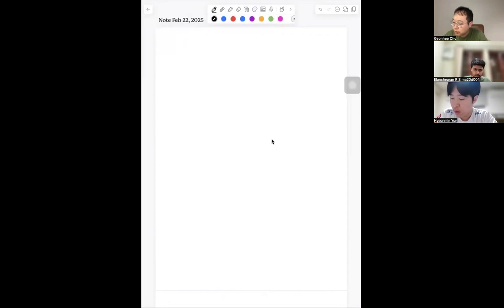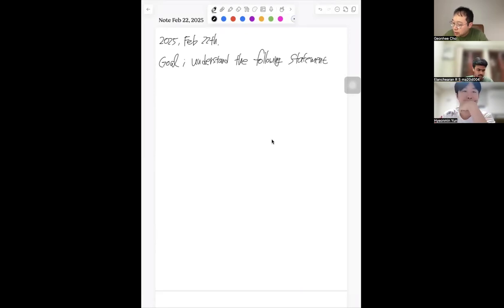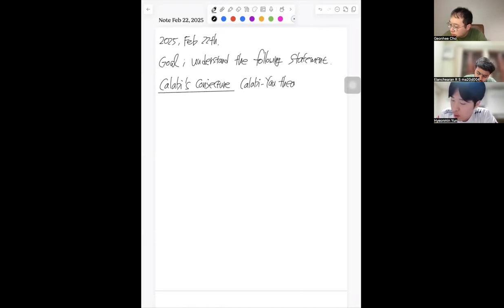So our goal is to understand the following statement. This statement is usually called the Calabi conjecture, but this was already solved in 1978. So rigorously, we should say this is the Calabi-Yau theorem, solved by Shing-Tung Yau. The statement looks a bit abstract.